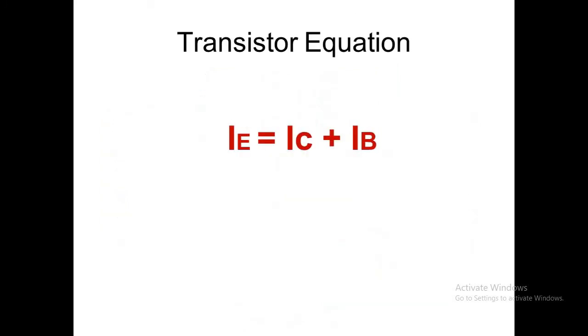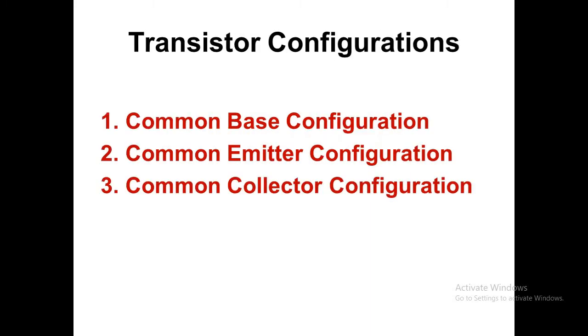This equation is always true in any case, whatever the transistor configuration or whichever the transistor, NPN or PNP, IE is always equal to IC plus IB. That is, the emitter current is always equal to the collector current plus the base current. Remember, the collector is the region which collects the majority carriers, and the emitter is the region which emits the majority carriers.